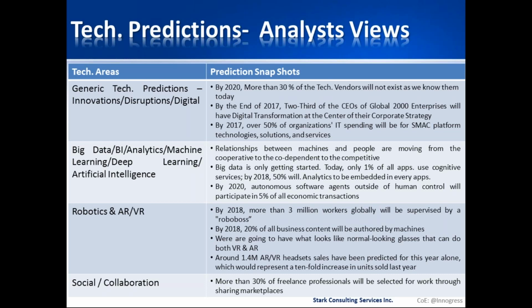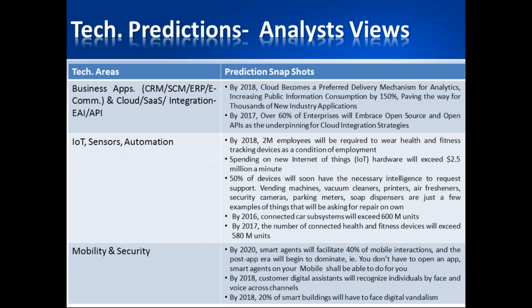So what's happened by 2020, autonomous software agents outside of human control will participate in 5% of all economic transactions. This is the big thing. And if you see in the next mobility prediction, it's a big prediction. By 2020, smart agents will facilitate 40% of mobile interactions.